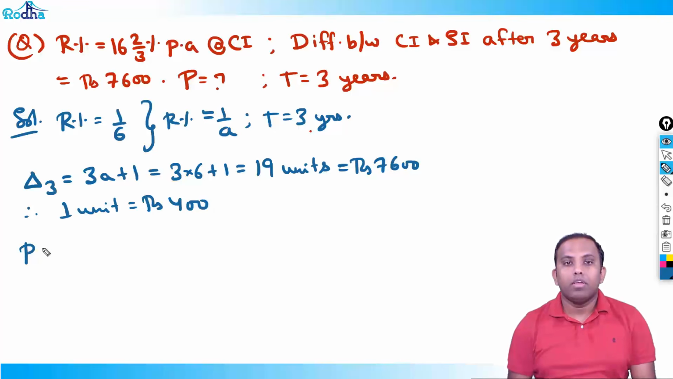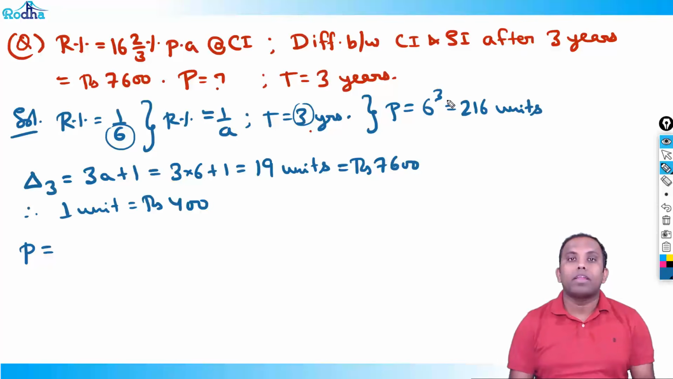What is the principal you assume? Principal is always this power, no? 6 power 3. So principal is 6 cube, that is 216, right? Everything is interrelated. Don't mistake anything. If rate percent is in 1 by a form, and if T is n years, then P is a raised to n. And then delta 3 is 3a plus 1, only if it is in 1 by a form. We'll do one question where it is not in 1 by a form, and we'll see what to do in that question.